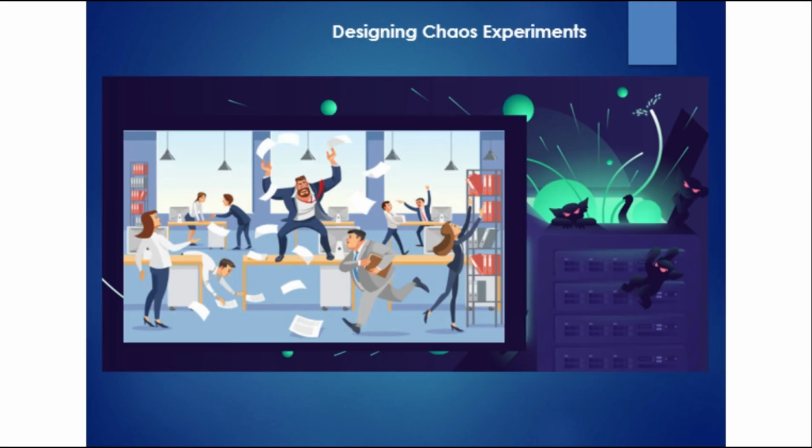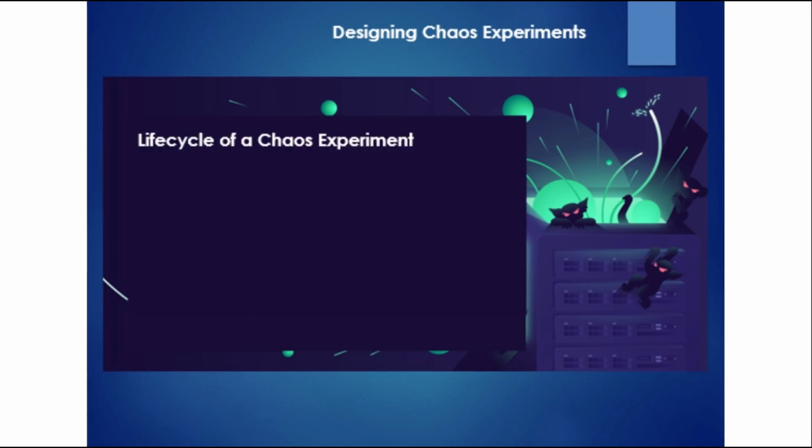What are chaos experiments? Chaos experiments are controlled tests that introduce disruptions into a system to evaluate its resilience and behavior under failure conditions. These experiments help identify weaknesses, improve fault tolerance, and ensure the system can withstand unexpected challenges. Life cycle of a chaos experiment. Chaos experiments follow a structured life cycle to ensure their effectiveness.